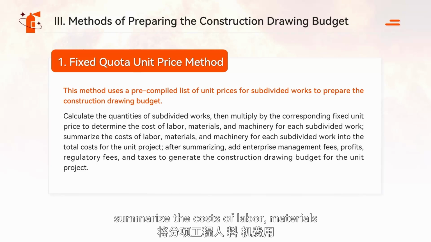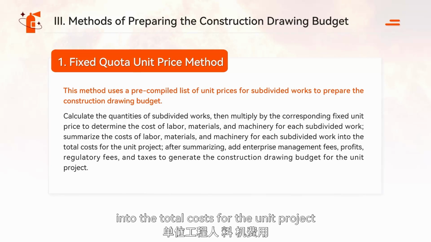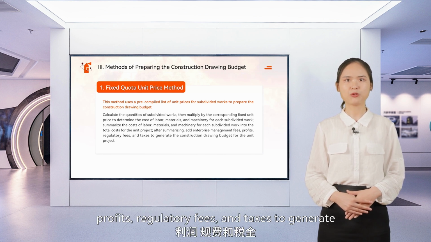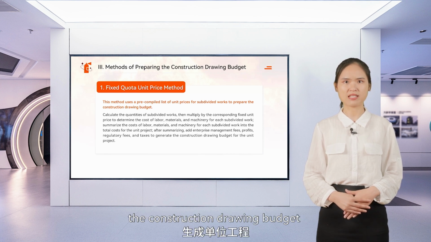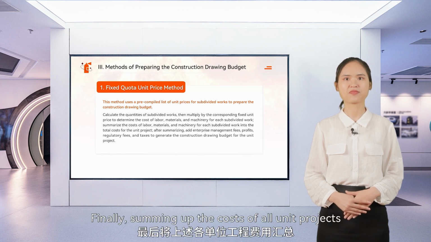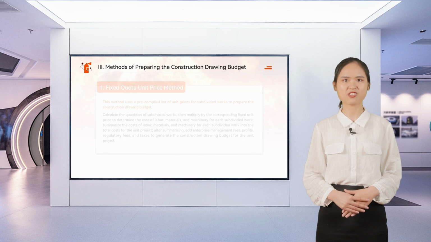Summarize the costs of labor, materials, and machinery for each subdivided work into the total costs for the unit project. After summarizing, add enterprise management fees, profits, regulatory fees, and taxes to generate the construction drawing budget for the unit project. Finally, summing up the costs of all unit projects gives the general project budget estimate.